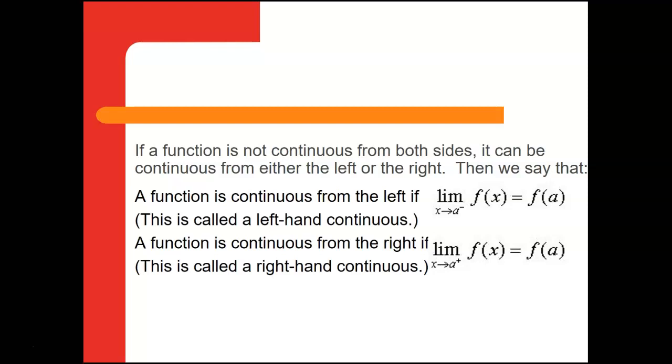Functions can, however, be what we call left-hand continuous and right-hand continuous. So a left-hand continuous function has the limit as x approaches a from the left of f of x equaling f of a. And a right-hand continuous function has the limit as x approaches a from the right. So left hand is where you have a with a negative, right hand is a with the positive.